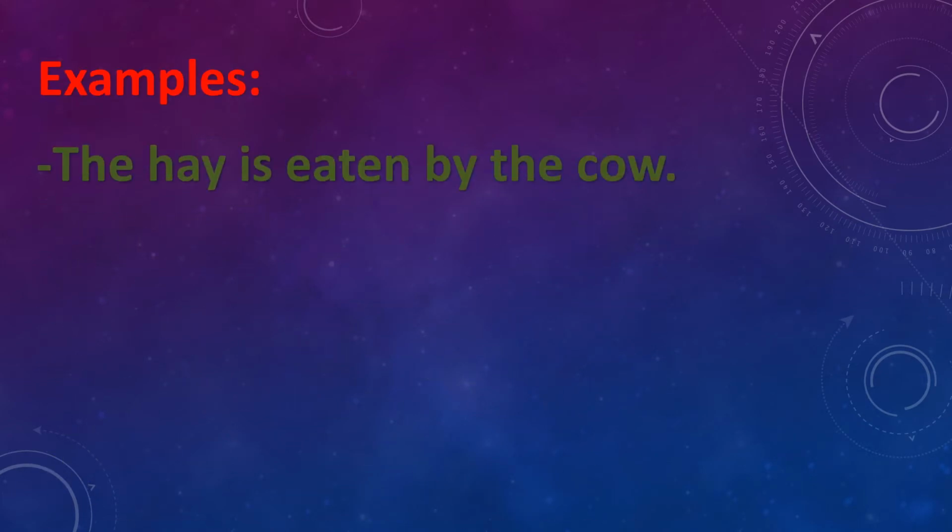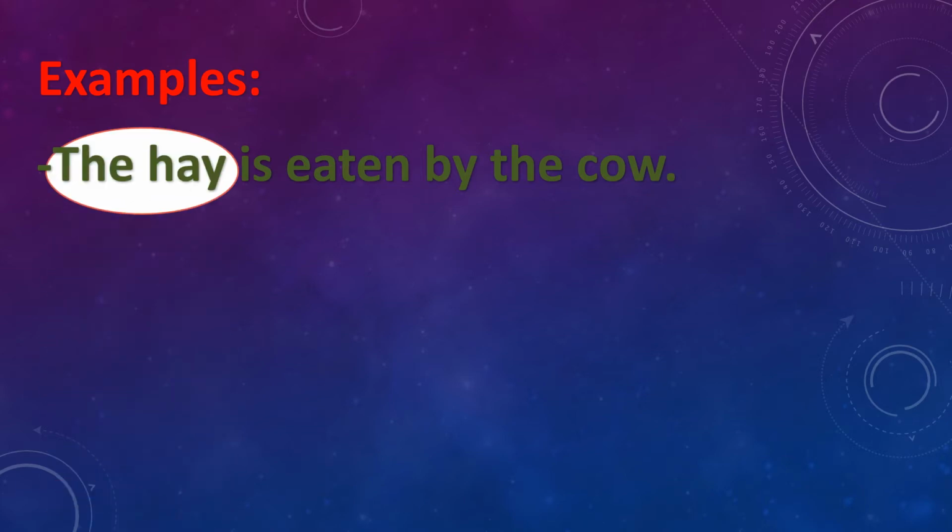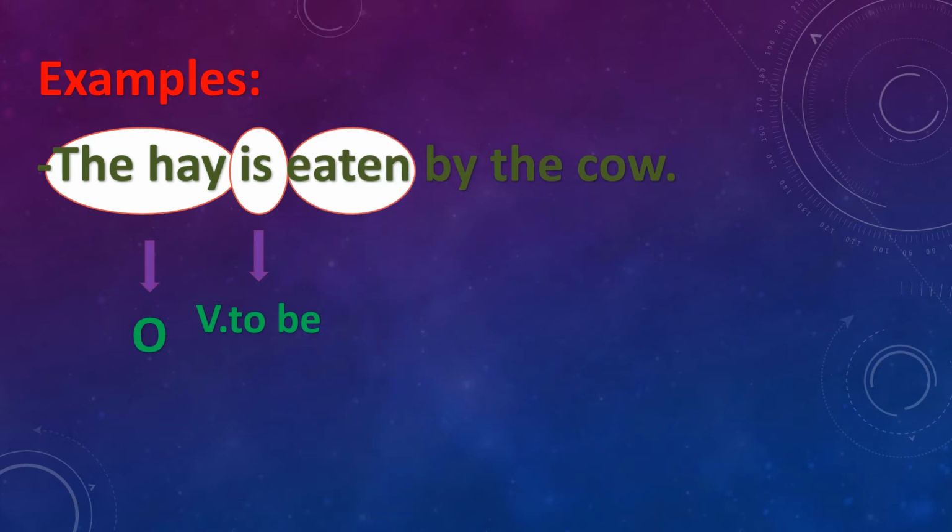The hay is eaten by the cow. So we have the hay here. So the hay here is an object, because the hay is not the doer of the action, so it's an object here. And we have verb to be, which is "is". So this is verb to be. And after that we have eaten, the main verb.